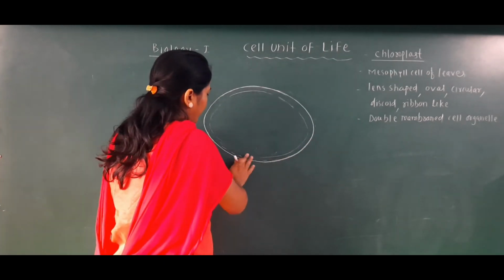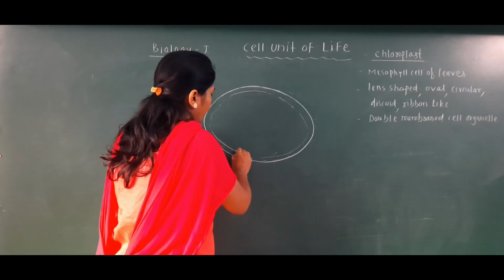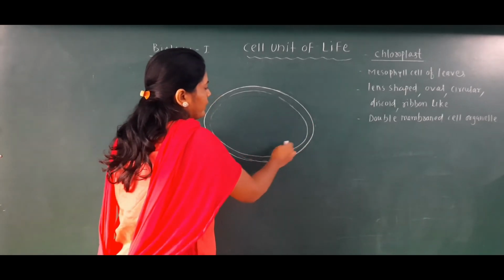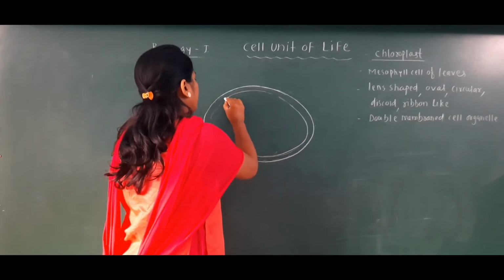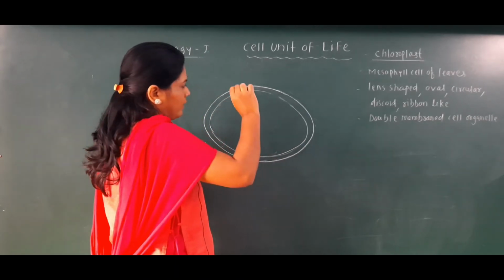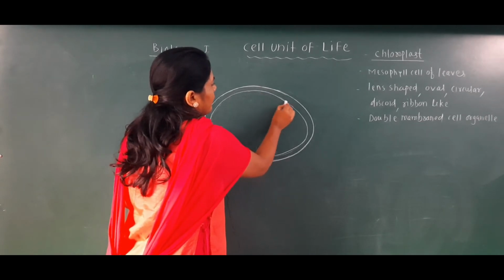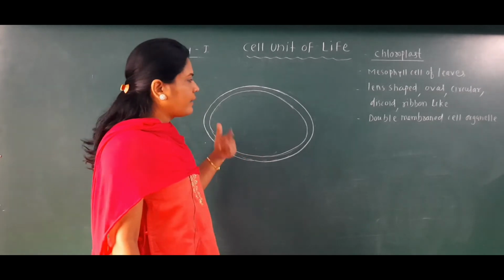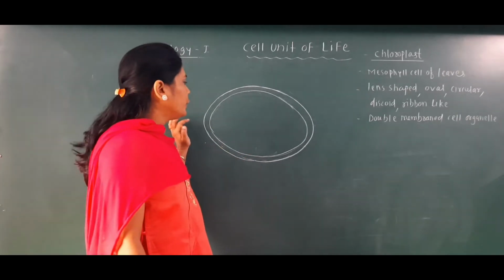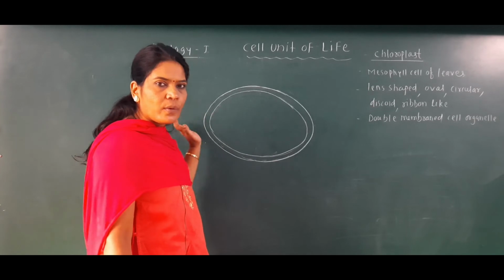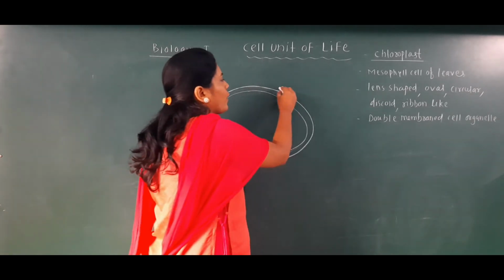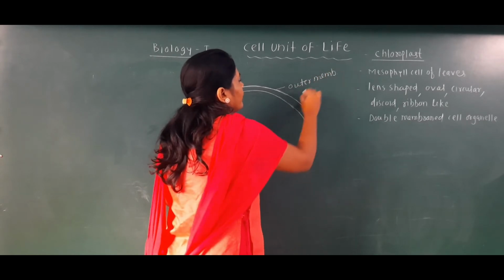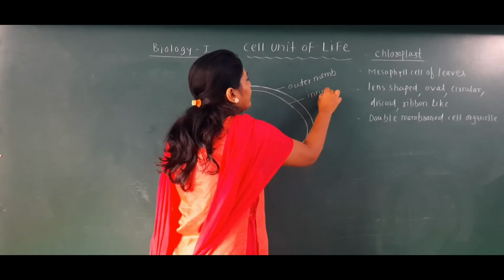From the textbook you can practice the diagram, but here we are discussing the structure of this chloroplast. That's why we are drawing the diagram on the board. But it's not 100% like that of the book, because at the same time we have to explain it. So you can observe that this is the structure of the chloroplast. Here you can observe this is the outer membrane. This is called the inner membrane.